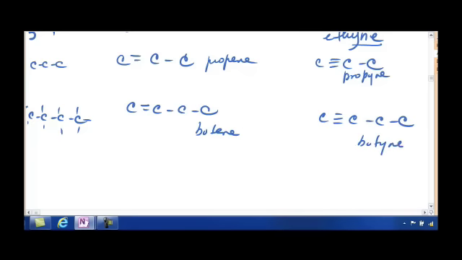Butane. And these guys are not isomers because this is C4H10. This guy is C4H8. And this guy is C4H6. They're not isomers. They're just totally different people. They're different series. The alkenes and the alkynes are not alkanes.